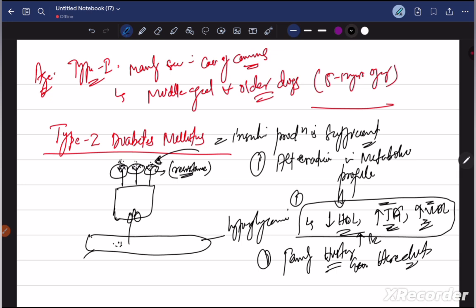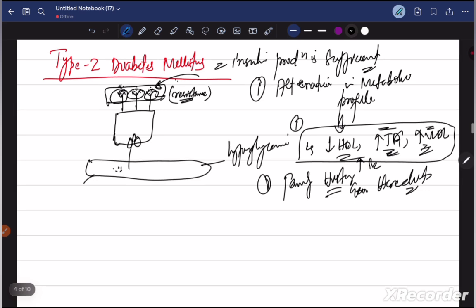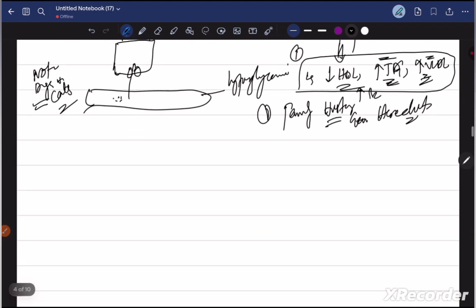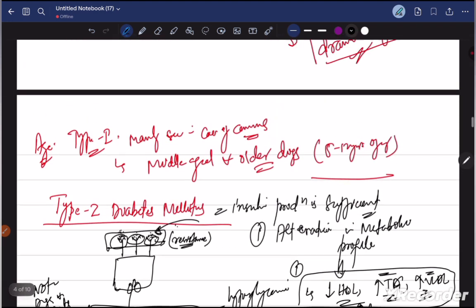Okay, there is some mutation in these receptors, that's why they are unable to bind to the insulin. And these are the reasons for type 2 diabetes mellitus. This type 2 diabetes mellitus is not mainly seen in dogs and cats, very rarely reported. Okay, so this is the brief introduction.